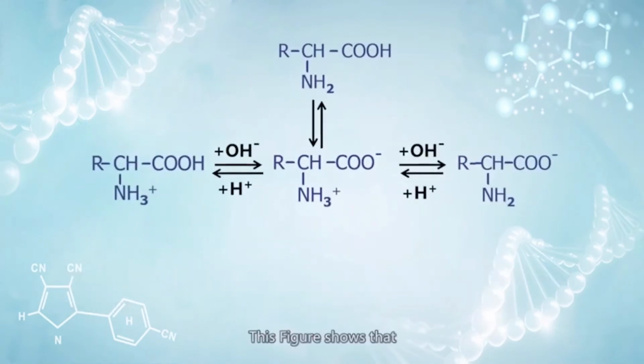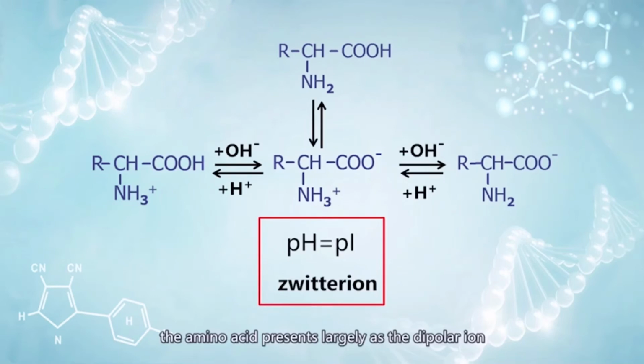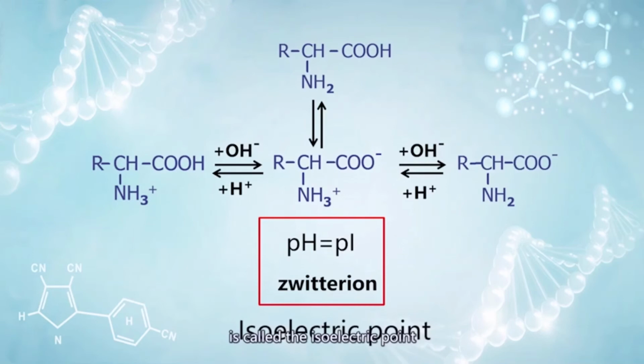This figure shows that at very low pH, the amino acid is fully protonated. As the pH increases, the carboxyl or amino group of the amino acid loses its proton. At certain pH, the amino acid is present largely as the dipolar ion, fully ionized but with no net electric charge. The characteristic pH at which the net electric charge is 0 is called the isoelectric point, designated pI.